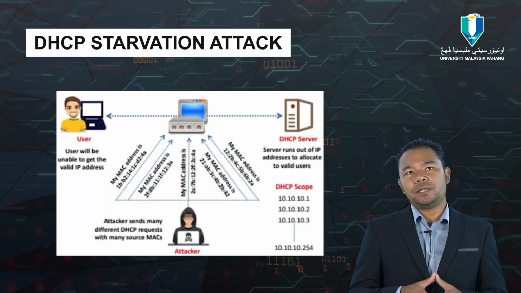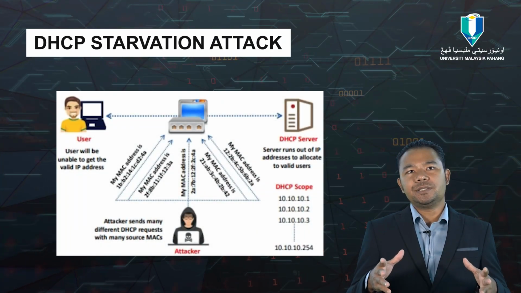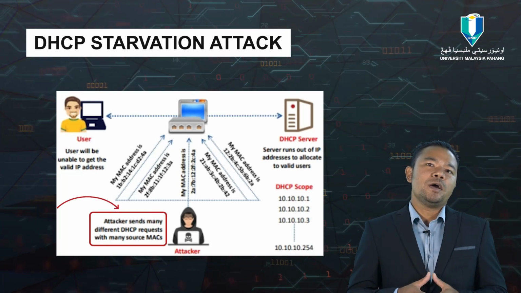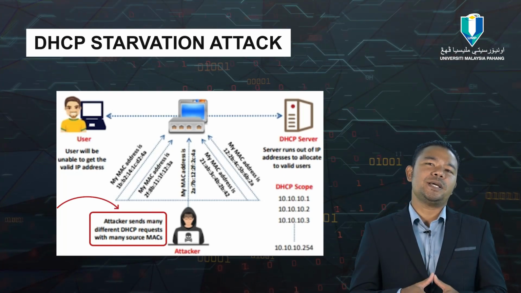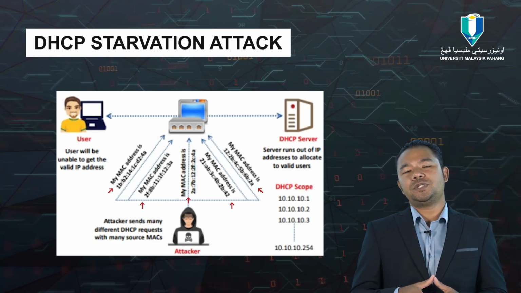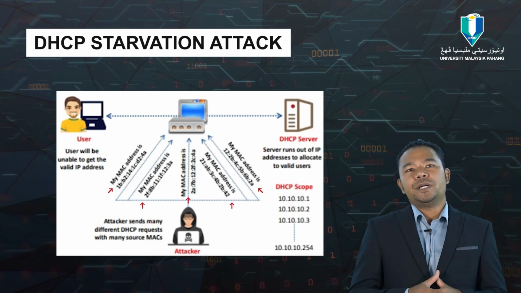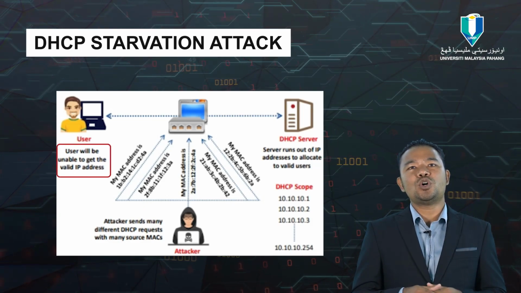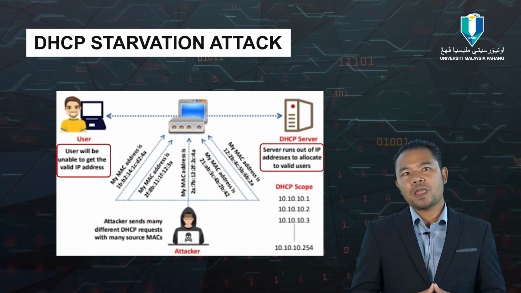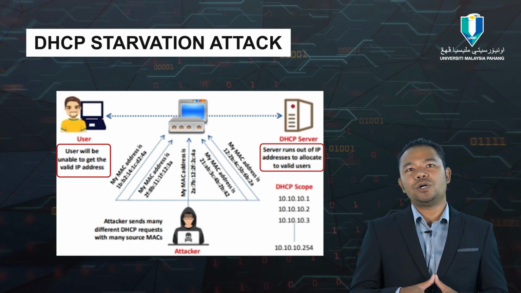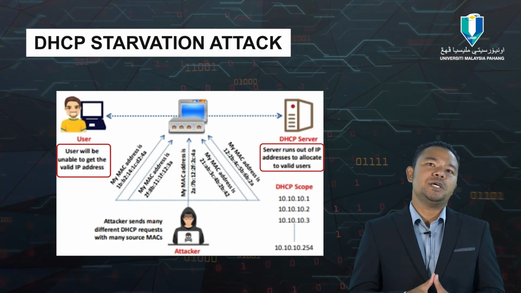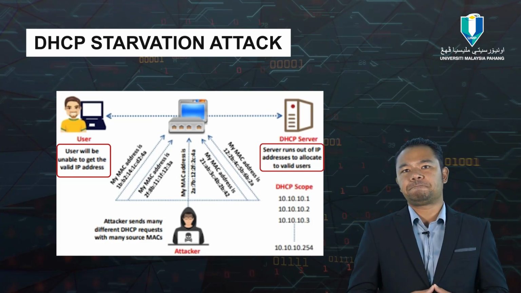DHCP starvation attack. This is a DoS attack on the DHCP server where the attacker broadcasts false DHCP requests and tries to lease all the DHCP addresses available in the DHCP scope. Therefore, legitimate users are unable to obtain or renew an IP address via DHCP and fail to get access to the network. This is an example of the DHCP starvation attack.